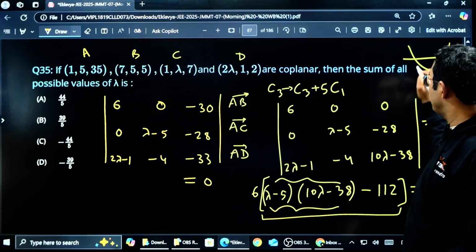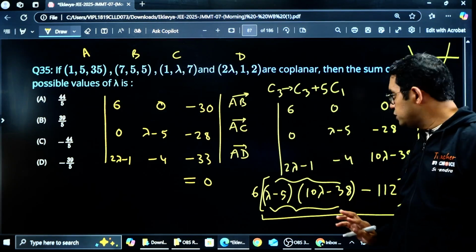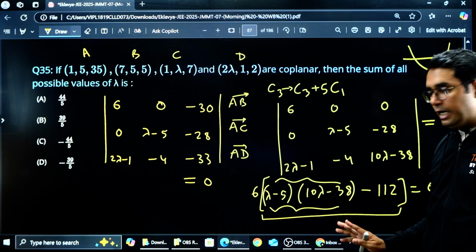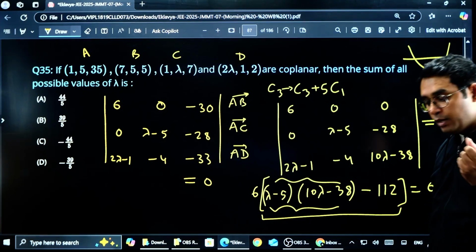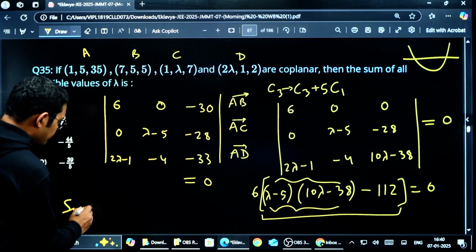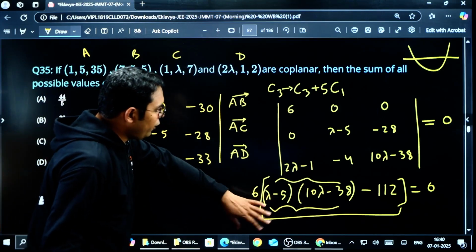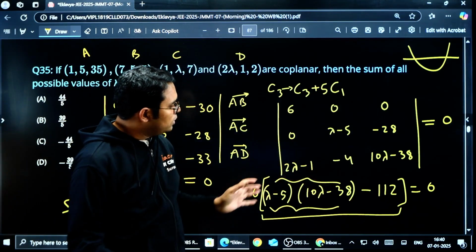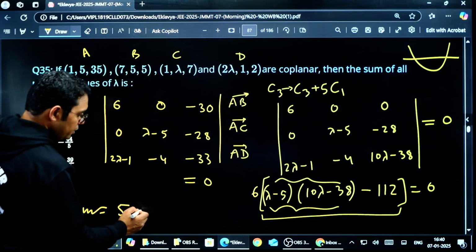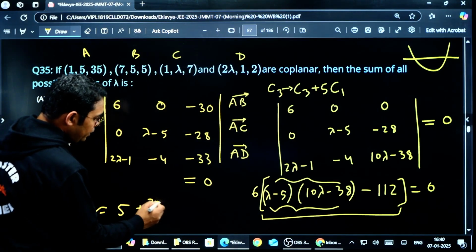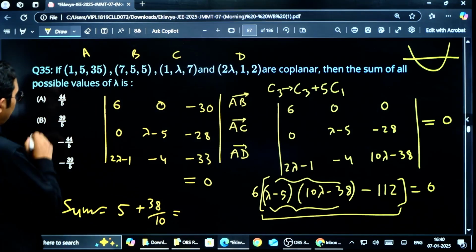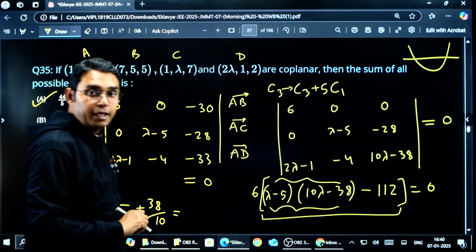So we just need sum of roots. So that's why I am not finding the roots. I will only find the sum of roots. And for sum of roots, we don't need constant term. I just need leading term and the coefficient of lambda. So from that, we will get sum to be equal to, in fact, sum of roots for this or sum of roots for entire thing will be same. You can check. Okay, that will be 5 plus 38 by 10. You can check. That is 50 plus 38. That is 88 by 10. So 44 by 5. Answer will be A. Okay.